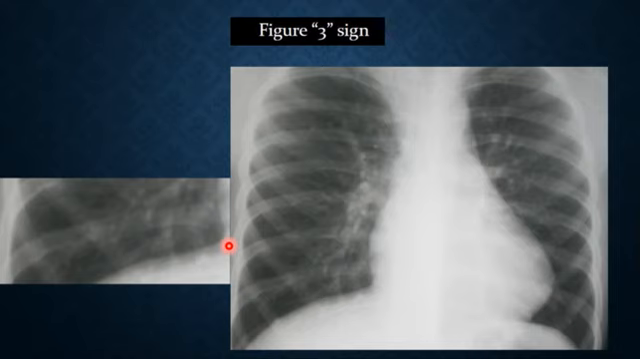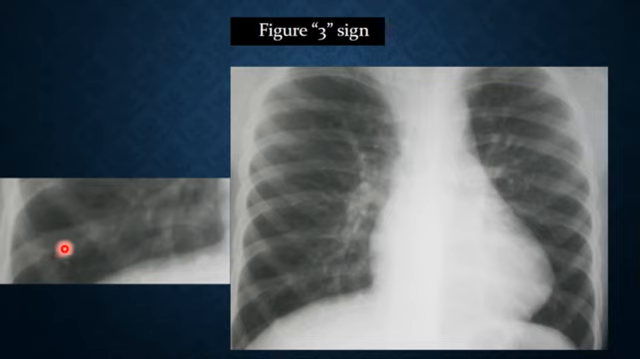Rib notching, inferior rib notching, that is usually seen with what? Coarctation of the aorta due to the prominent collateral circulation. When there is a coarctation of the aorta, narrowing, blood will be shifted via collaterals to the rest of the body. This will result in the inferior aspect of the rib, okay, notched.